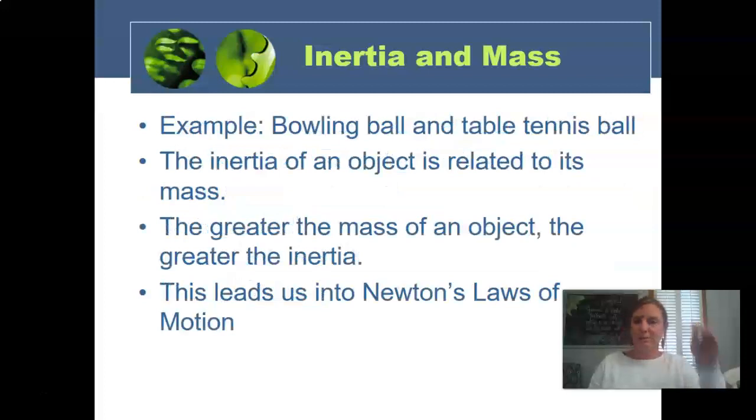Here are some examples: a bowling ball and a table tennis ball. The inertia of the objects is different because of their mass. If we were to roll them, we would see different types of motion, or we might have to use different forces to get them moving. This all leads us into our assignments, where we're going to work on figuring out what's balanced and what's unbalanced.